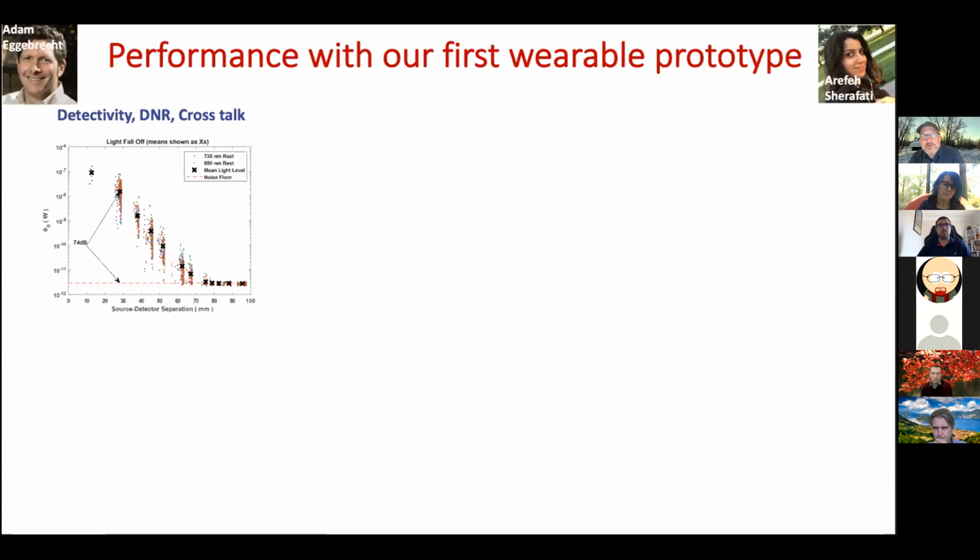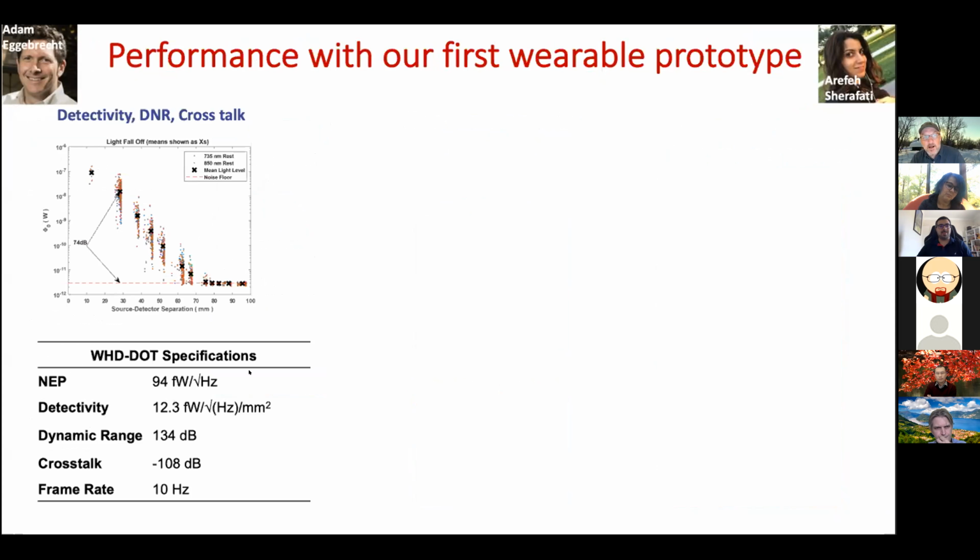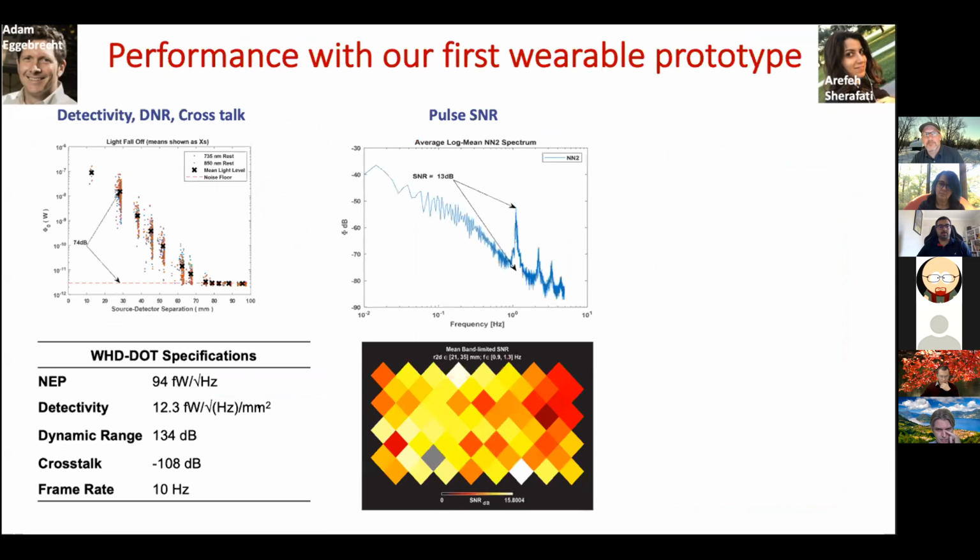So the performance of the system can be largely seen in this fall off curve, which is light fall off versus distance. And from that, you can kind of deduce the detectivity, dynamic range, and crosstalk. I'll just highlight 2 numbers. One is the detectivity is down around 12 femtowatts per millimeter squared, and the dynamic range is at 134 dB. So those numbers match up pretty well with the fiber-based systems, at least in our lab.